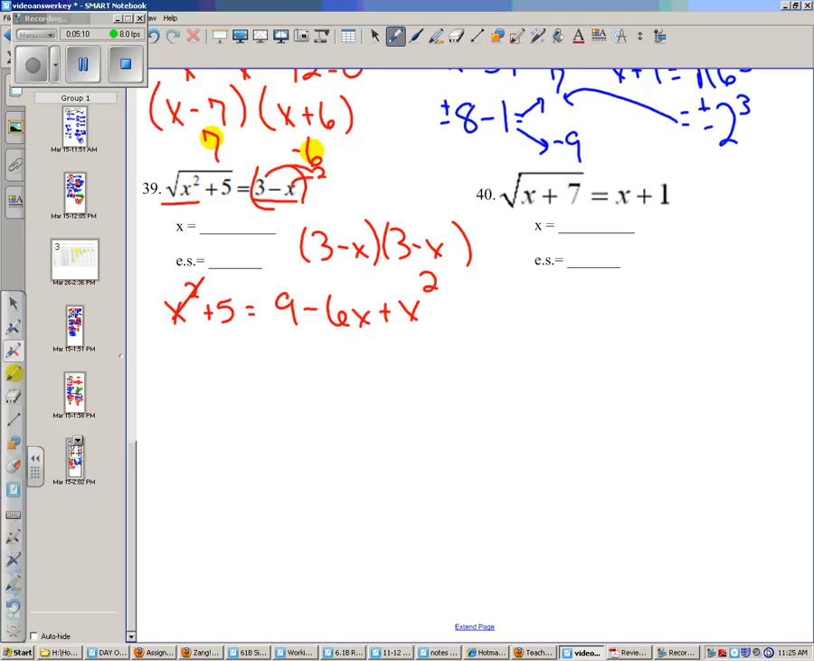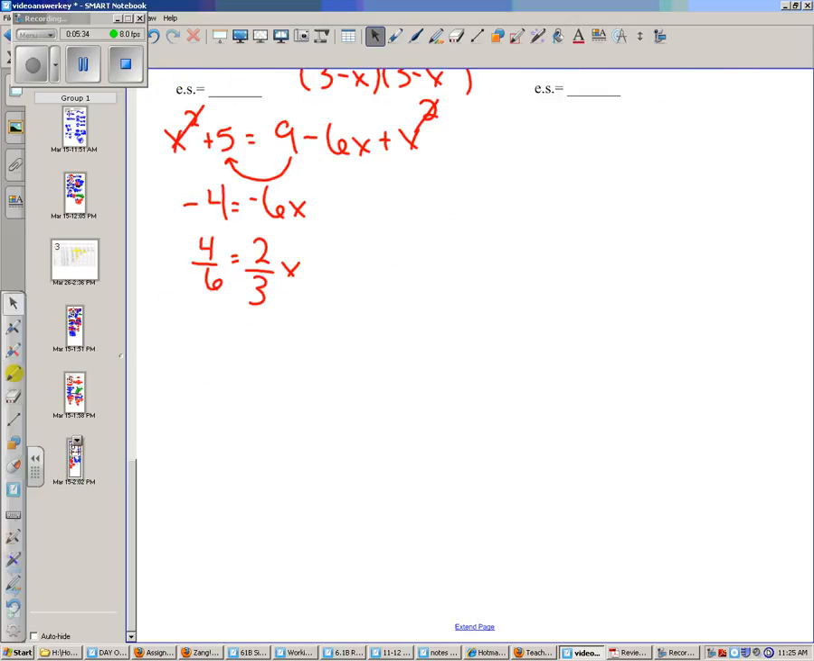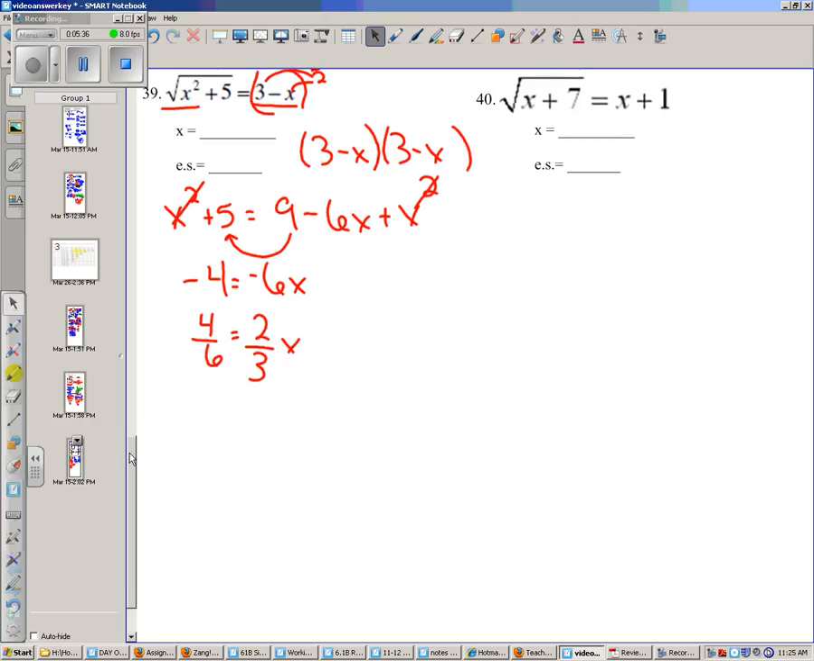The x squareds cancel out. I'm going to bring the 9 over to join the 5. And then when I'm done, I get 4/6, which is the same as 2/3. And now I'm going to see if that's extraneous or not. So I'm going to move this down just a little bit. I'm going to put the 2/3 in.